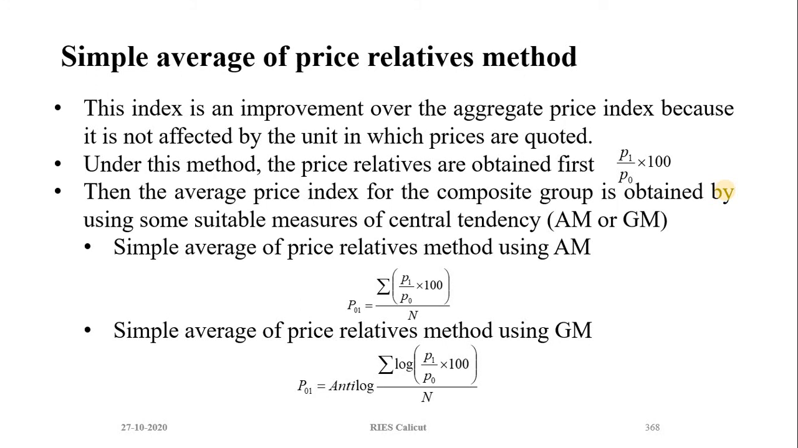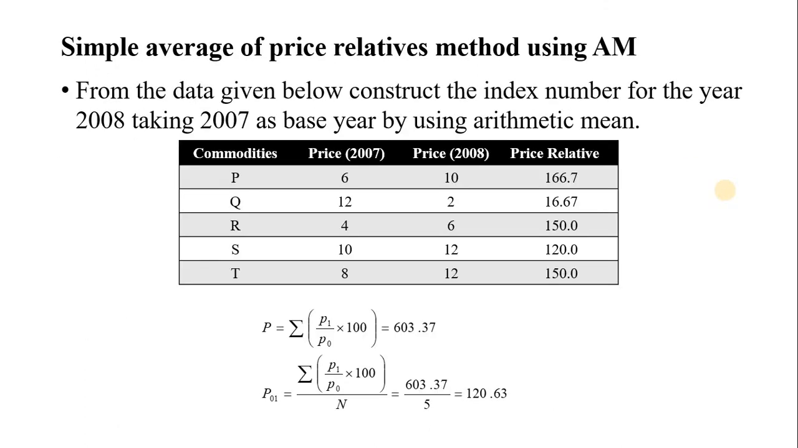Okay, yes. So first, let me take an example of how we can calculate the simple average of price relative method using AM. Let us look at an example. Here there are 5 commodities P, Q, R, S, T, and their prices have been given in 2007 and 2008, and we want to construct an index number for the year 2008, taking 2007 as the base period.